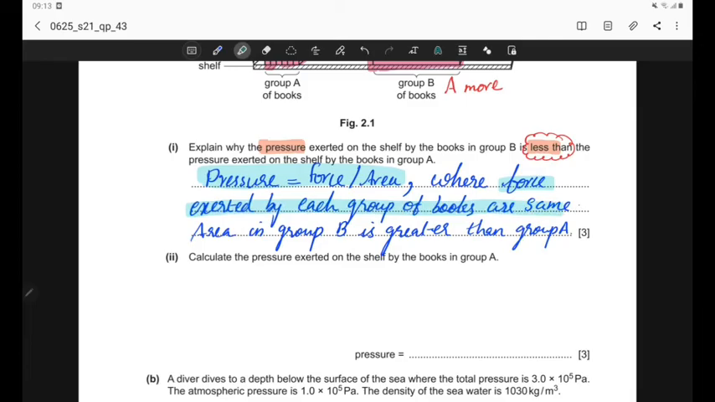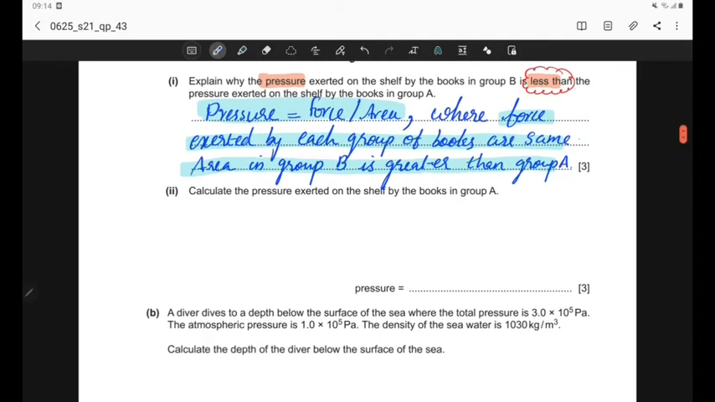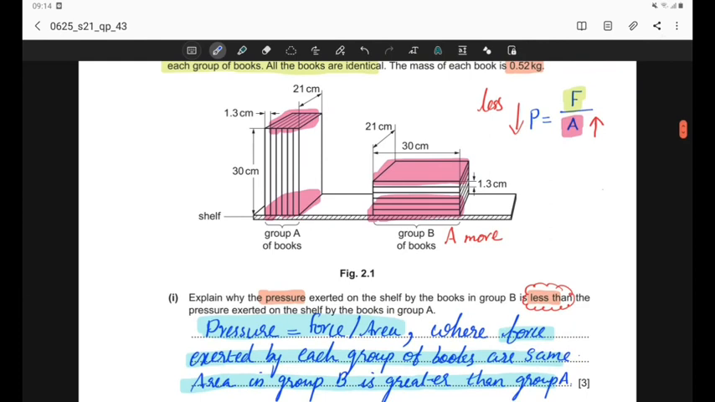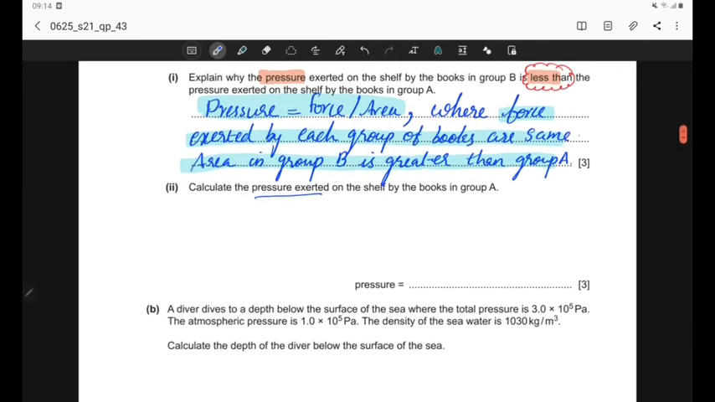And the third mark belongs to mention about the area which is greater for group B. Part 2. Calculate the pressure exerted on the shelf by the books in group A. So we can look at the group A books. First we can write the equation.